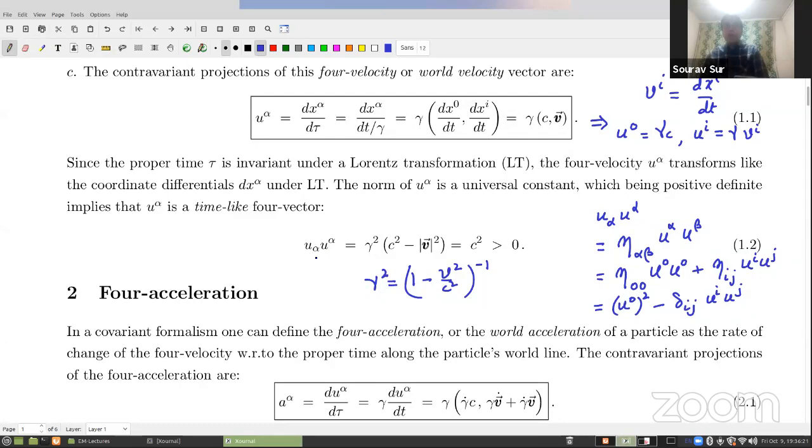When the norm is positive, norm is nothing but the length, or the length squared of the 4 vector. Remember, the 4 vector is not like the 3 vectors. 4 vectors' norm could be positive or negative or 0. If it is positive, then it is like time. Why? Because you remember ds square we have defined as c square dt square minus dx square. So that means the time is something whose coefficient is positive.